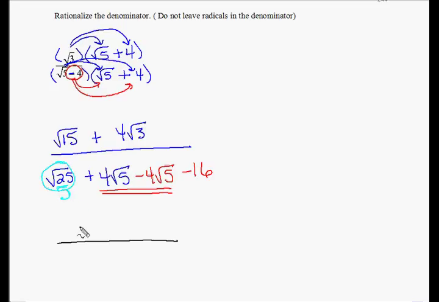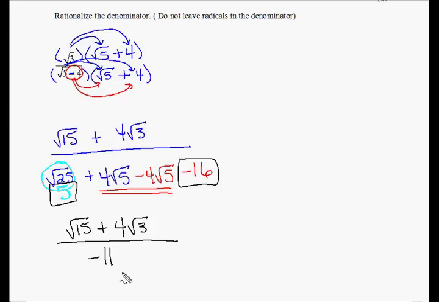Our final answer reads the square root of 15 plus 4 square roots of 3 divided by 5 minus 16. And 5 minus 16 is negative 11.